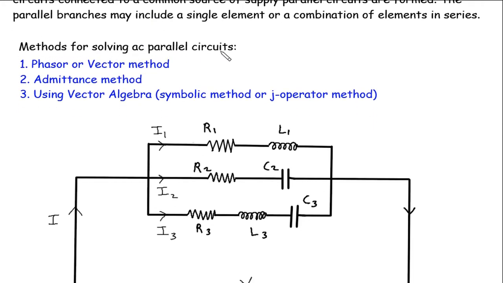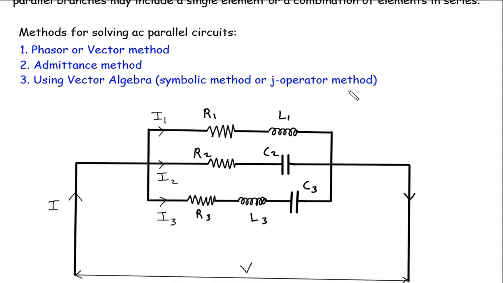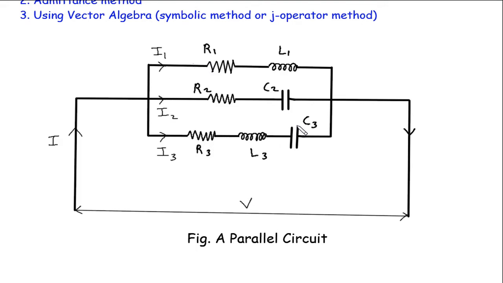Methods for solving AC parallel circuits are: number 1, phasor or vector method, number 2, admittance method, and number 3, using vector algebra, symbolic method or J operator method. Here is an example of parallel circuit. This R and this L connected in series, so this is branch 1. This R and this C connected in series, so this is second branch. This R, L, C form third branch. So these three branches are connected in parallel. If this is an AC circuit, then AC supply is given to this circuit.